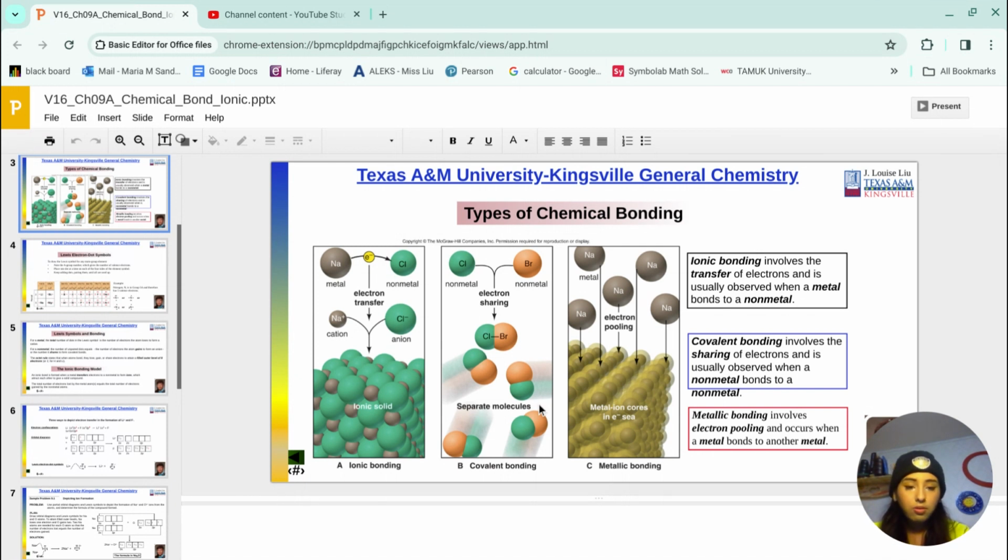Metallic bonding involves electron pooling and occurs when a metal bonds to another metal. Here you can see Na and Na and Na and Na and Na are all there, and you have a bunch of metal ion cores in an electron sea. They're all just pooling there, just collecting. It's not really bonding to form a solid or a gas like the other types.